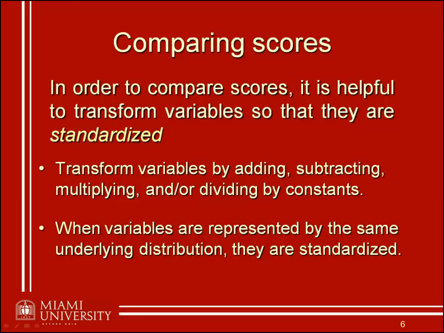Now, again, when variables are represented by the same underlying distribution, that is, if we have two distributions of scores that have been transformed independently, right? So I might add, subtract, multiply, or divide numbers to one set of scores and do the same types of operations with different values on a different set of scores, so that those two variables have the same underlying distribution, that is, the same mean and standard deviation. In this situation, then, we refer to those two different sets of scores as being standardized. Now let's look at some examples to see exactly what we're talking about here.